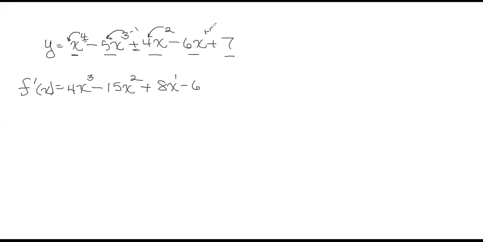Okay, and then this is 1 minus 1. So that ends up being over here. I'm just going to think about something. I have x to the 1 minus 1. That's really x to the 0, and anything to the 0 power is 1. So that ends up being 6 times 1, which just gives me 6.